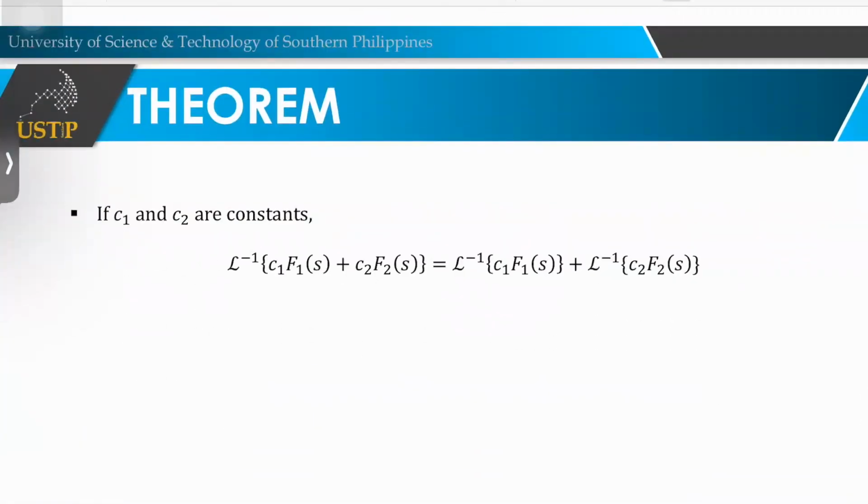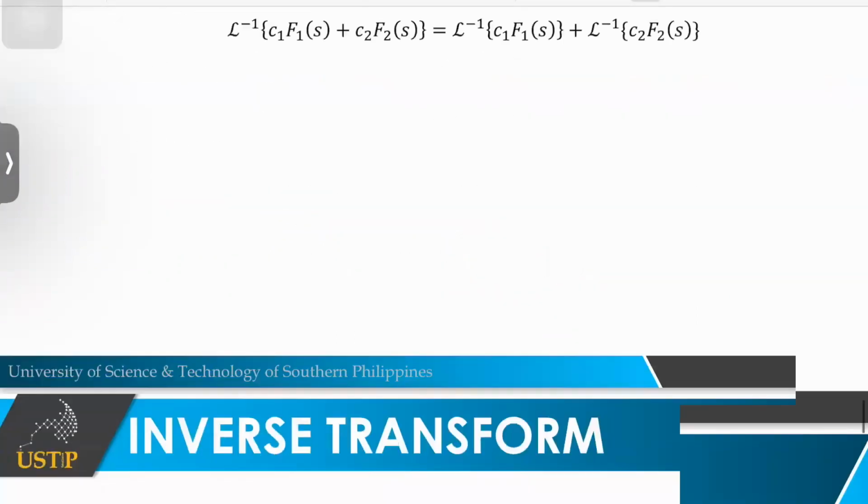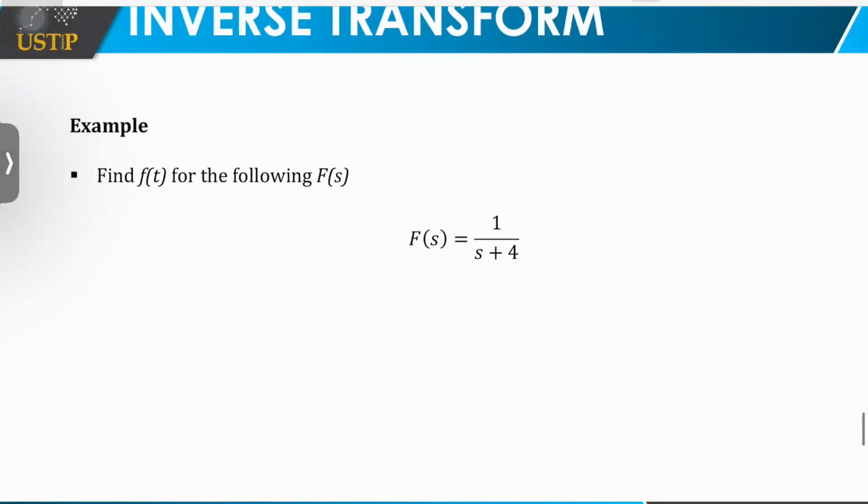So the inverse Laplace transform of F1 of s plus F2 of s is just equivalent to getting the inverse Laplace transform of each term. And we can still take the constants out. So here, we need to find f of t.